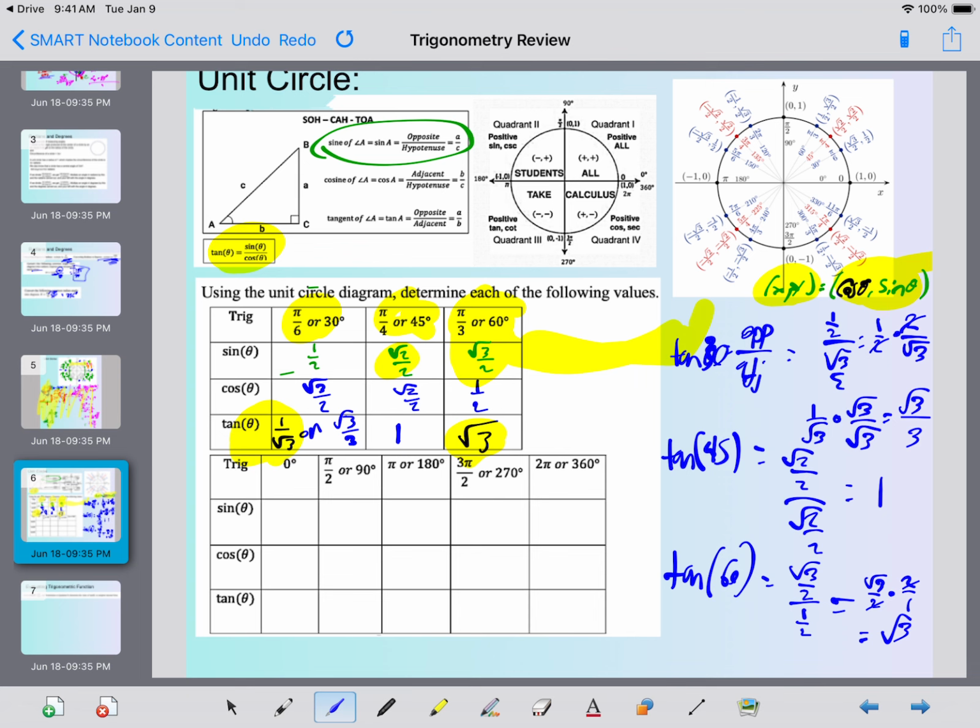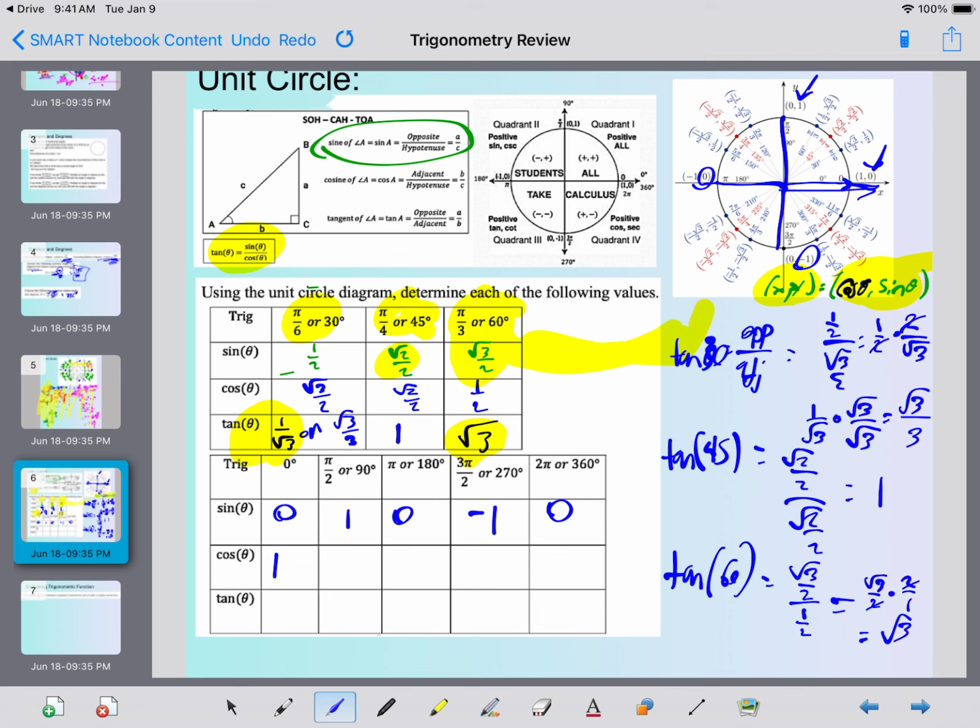So, sine of 0 degrees. Sine is your y. So isn't that just 0? Cosine of 0 degrees. That would be your x, so it's 1. Sine of 90 degrees. That would be your y value, so it's 1. Sine of 180 degrees, your y value, 0. Sine of 270, your y value, -1. Sine of 360, 360 is coterminal with 0 degrees. So it's 0 again.